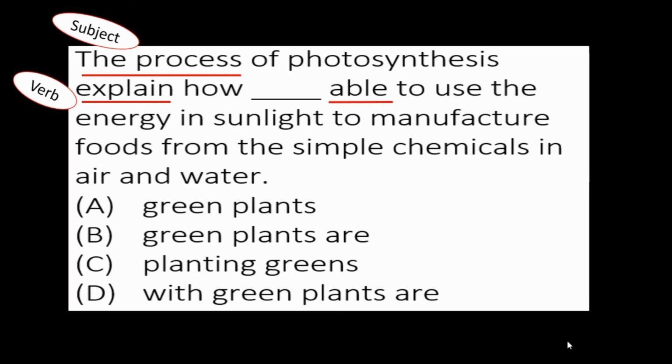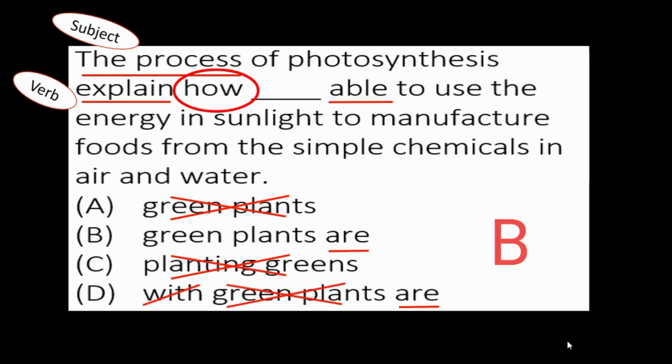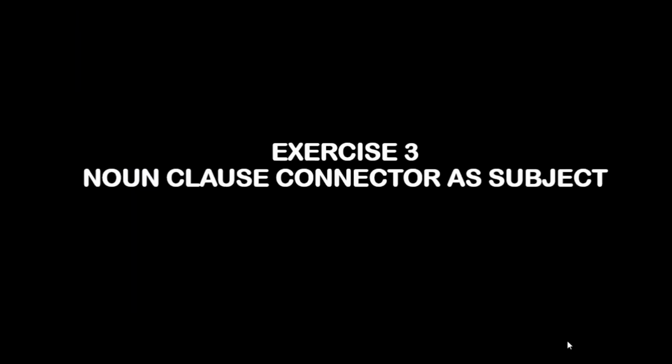There are two options containing to be, options B and D with are. Therefore, options A and C are eliminated. Let's go back to the question. Because we need to find the best answer, to follow how, the preposition with does not match. Therefore, the correct answer is B.